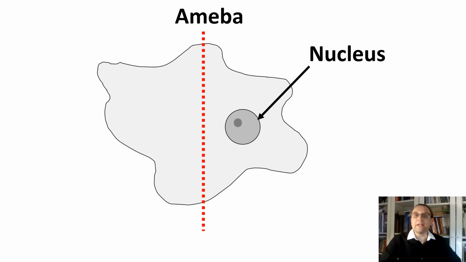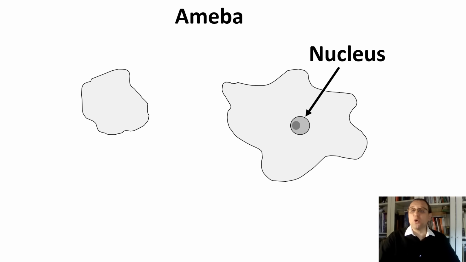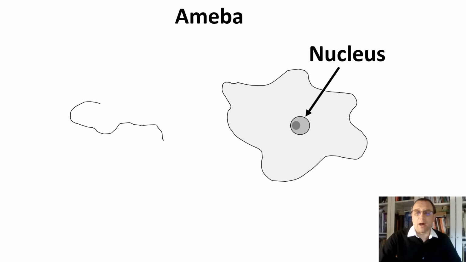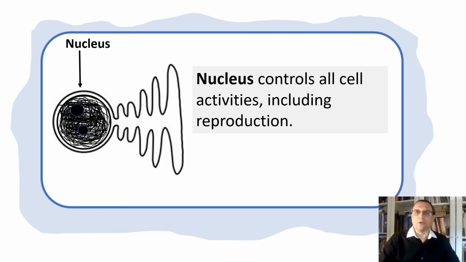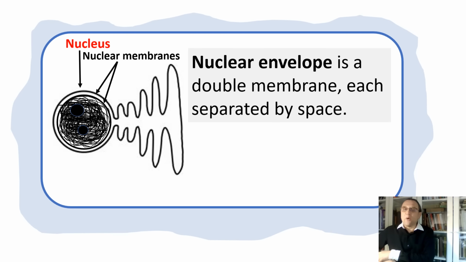It was found that if an amoeba is cut in half, the half with the nucleus will move around and survive, but the half without the nucleus will simply curl up into a ball and die. The nucleus controls all cell activities, including reproduction. However, the nucleus of an individual cell is almost as featureless in an electron microscope as it is under the light microscope. However, its membrane is interesting.